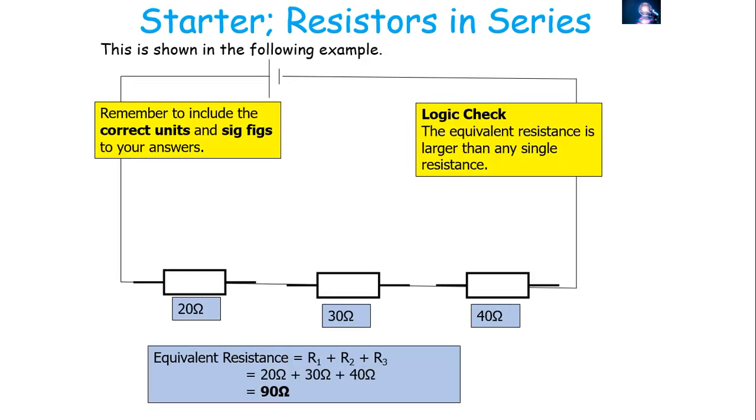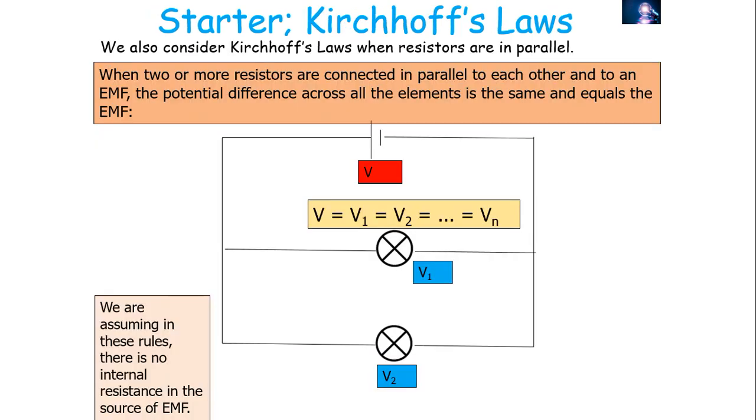So in this example, we've got 20, 30, and 40 ohm resistors in series. You add up all 3 and you get an equivalent resistance of 90 ohms. Now as a logic check, we said the equivalent resistance is larger than any single resistor. So as a result, 90 is bigger than 20, 30, or 40, so it's likely to be right.